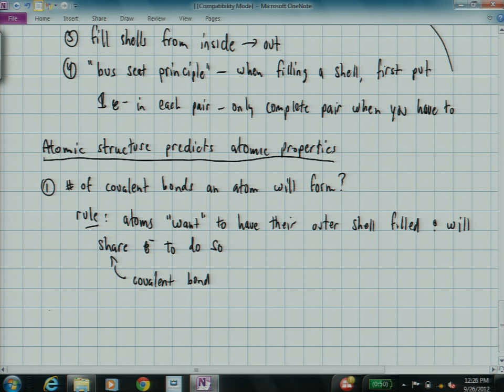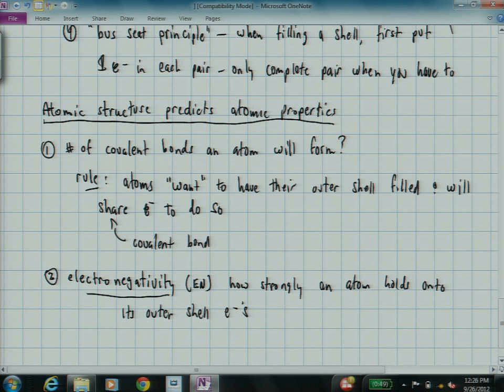The next one is far weirder, and you'll just have to trust me that it will turn out to be important in a few days. This is this thing called electronegativity, or EN for short. And that's how strongly an atom holds onto its outer shell electrons. All right? And you think, oh my, why could that possibly matter? The answer is it turns out to make a huge difference in what we'll see in a couple days.